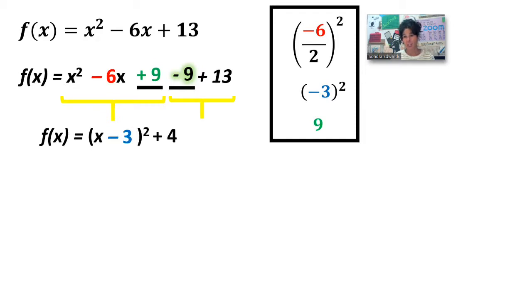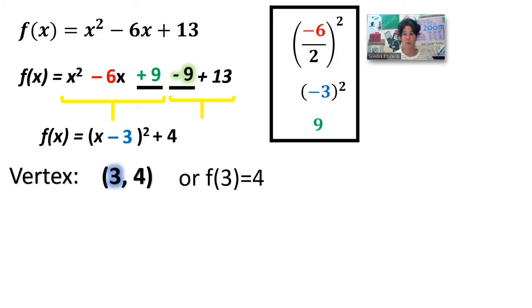The benefit of vertex form is the vertex stands out. So what is the vertex? It is going to be the opposite of the number in here. So it's going to be the x that makes the inside of the parentheses equal to 0. So that's 3, comma 4. Another way that you could write it instead of 3, comma 4 as the coordinate, you could also write that as f of 3 equals 4, as we start using function notation more often than we use just a coordinate written like this. But either one of these is just fine.